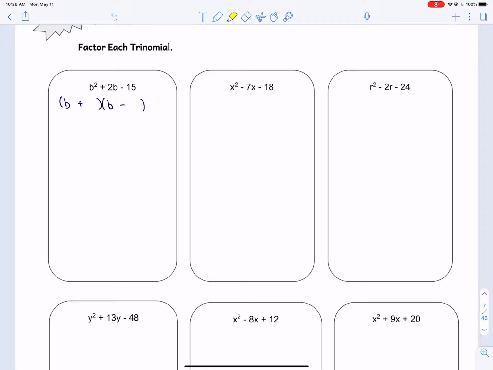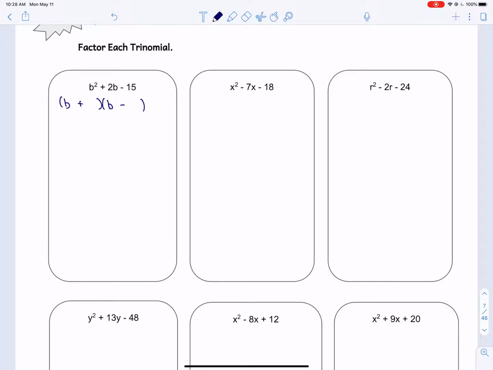Okay, so we know that. And since they're different signs, we're going to end up subtracting those two numbers to get our 2b when we do our combining like terms step. So again, you have to be good at multiplying binomials, which we did on the previous day, in order to even understand this.